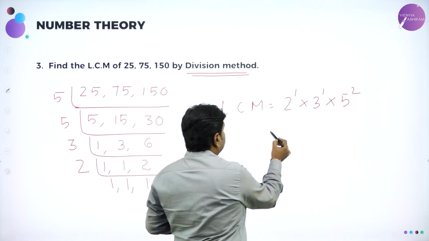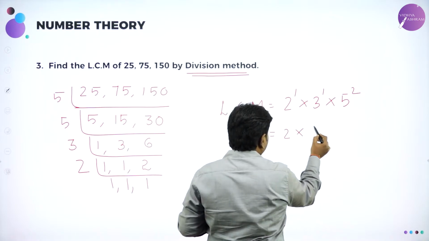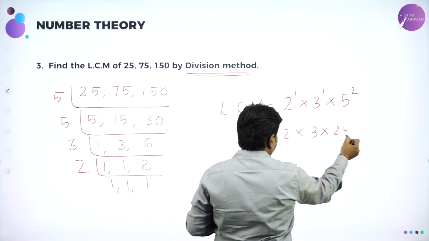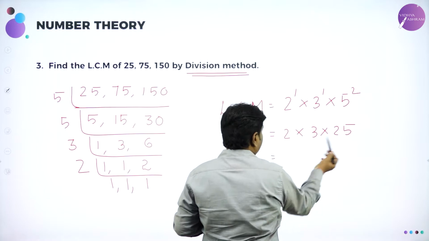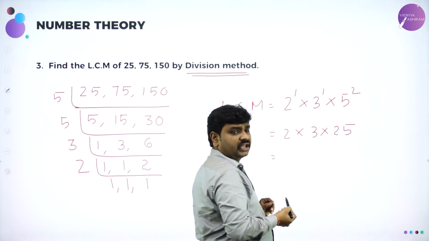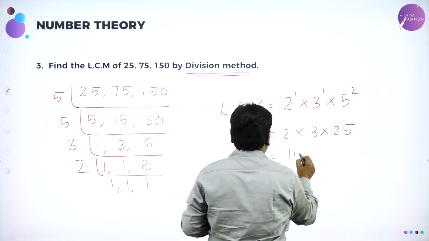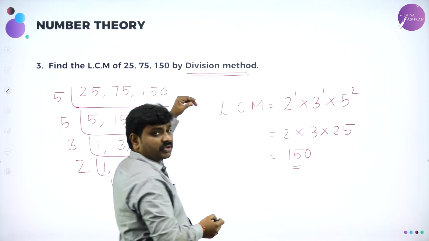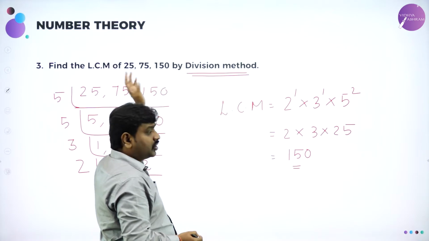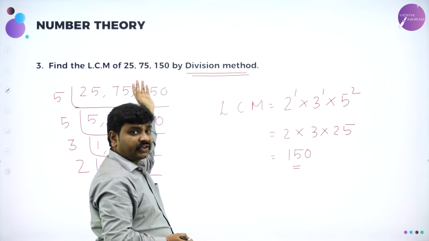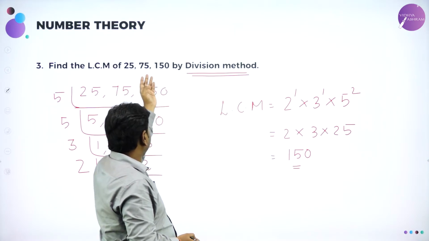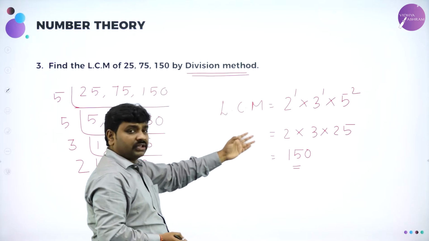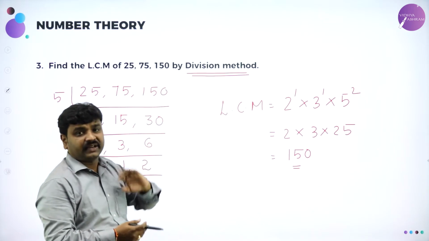So now 2 into 3 into 5 square is 25. Or if you know 25 2s are 50, 50 3s are 150. 150 is the LCM. 150 is divisible by all the numbers. 25 can divide 150, 25 6s are 150, and 75 2s are 150, 150 1s are 150. This is the least number that is divisible by all 3.